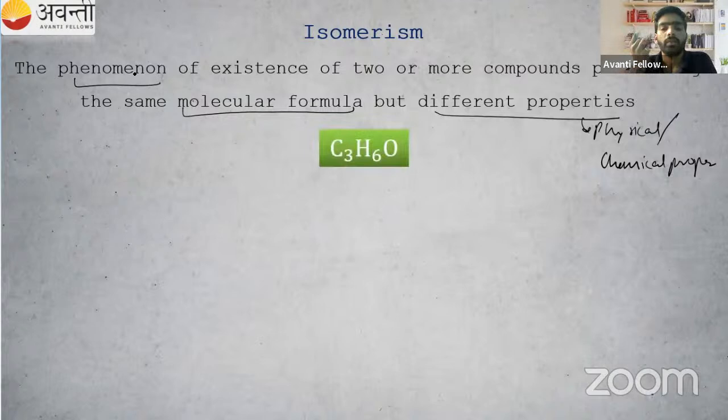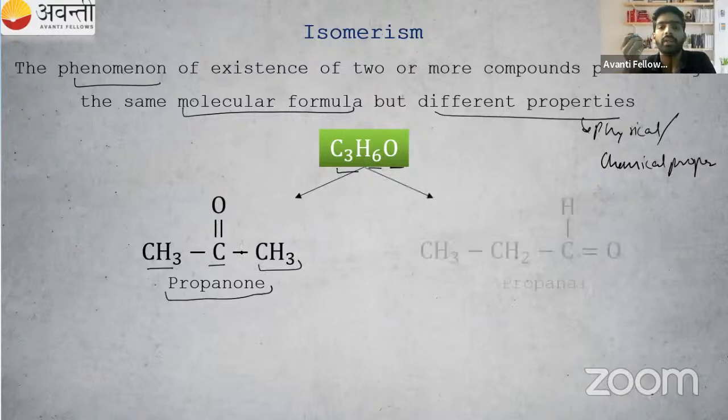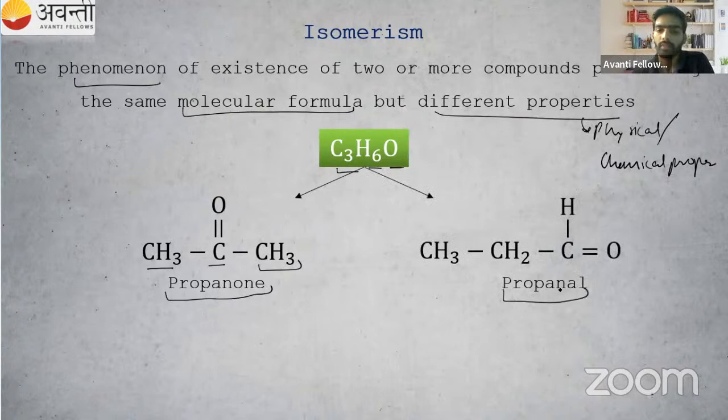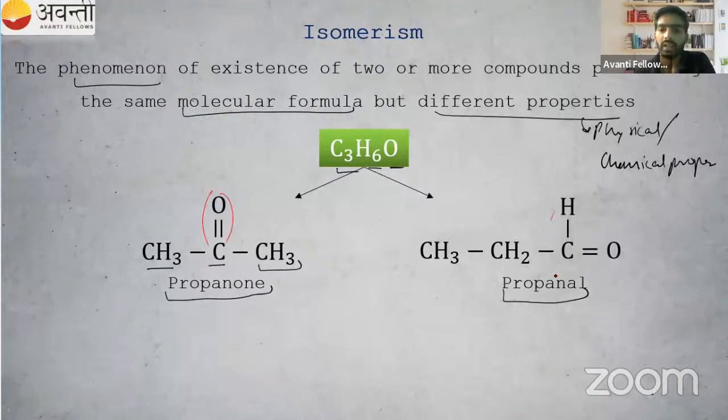Here you have C3H6O. How can we write different compounds? Suppose one possibility is propanone, in which the connectivity is CH3, then C double bond O, then CH3. Another possibility is propanal. As you can see, here this is a keto group, and this is an aldehyde group.